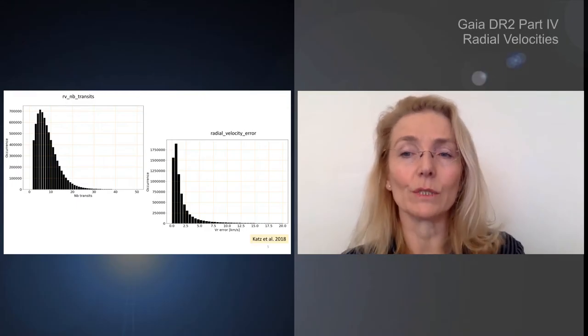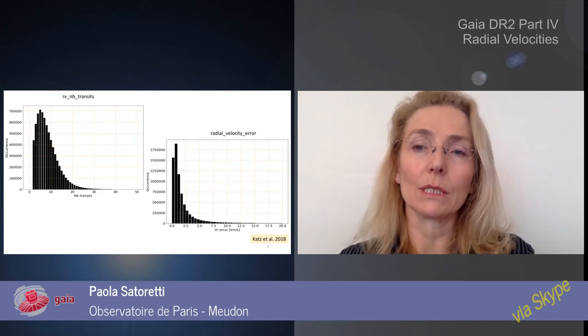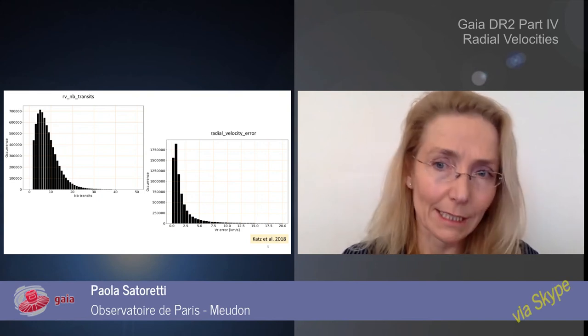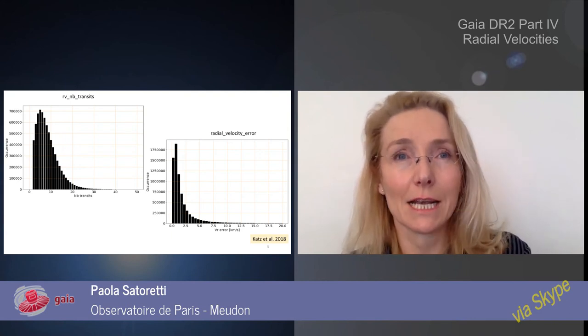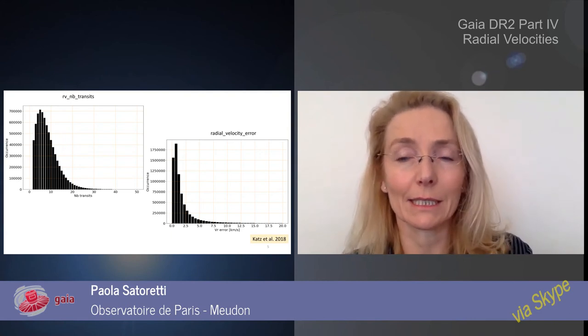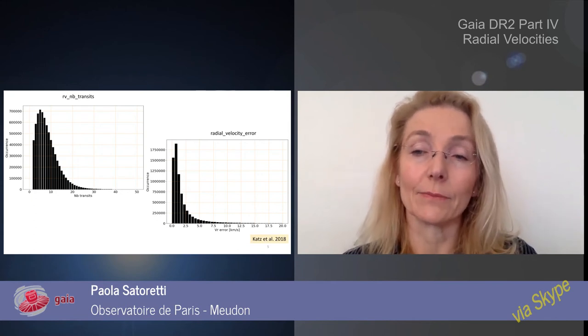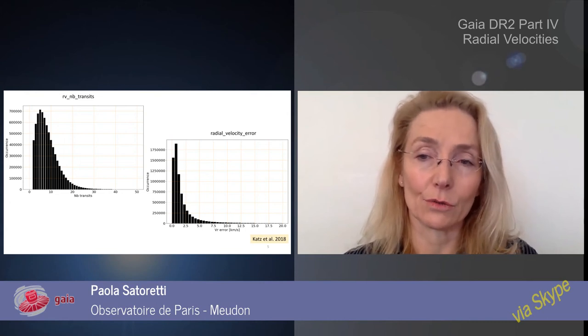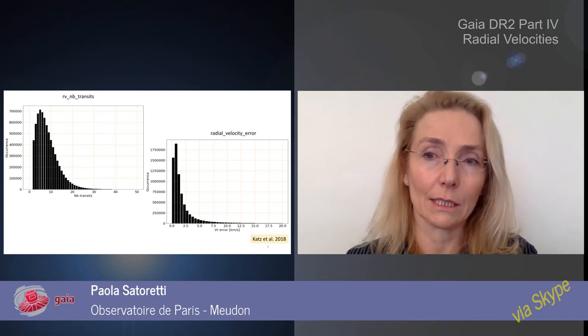For Gaia DR2, we did a cut, so we have removed all the radial velocities of the stars having a radial velocity error larger than 20 kilometers per second. These are low signal stars, but also very high amplitude variables for which, in any case, the radial velocity was not good.